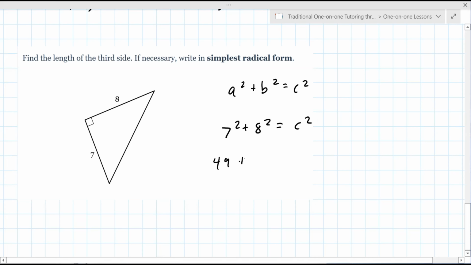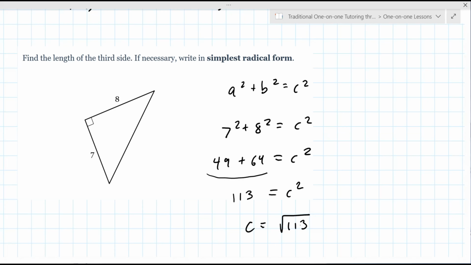So 7 squared is 49, 8 squared is 64, equals c squared. When you add these two numbers together, you get 113, which is prime. So you're actually done after this step here. So it's radical 113. Yes, that is the final answer. And there's not much more to do on that.